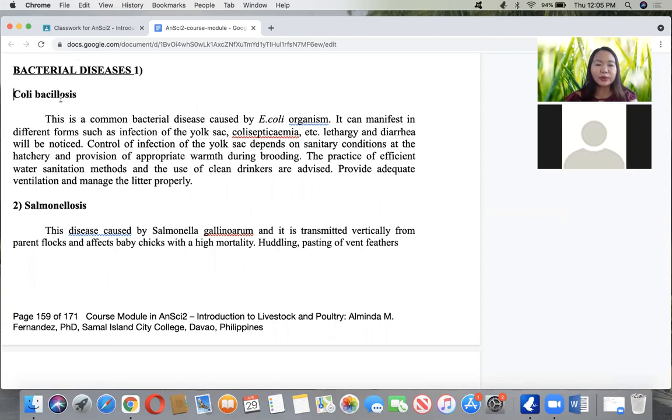First we have colibacillosis. It's a common bacterial disease caused by Escherichia coli. It's very common even in humans, and it's also very infectious. In us, when we have E. coli, of course we get diarrhea, and so on, up to fever and even poisoning.